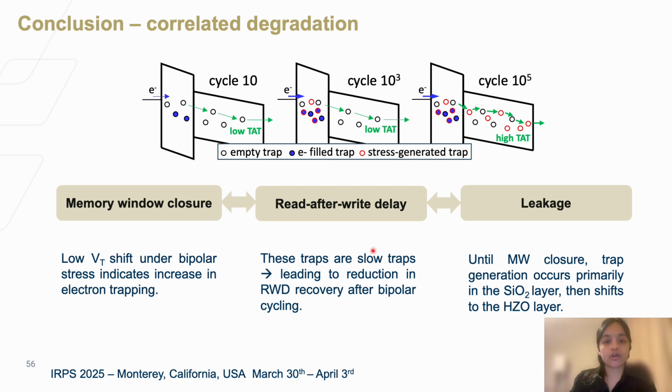So looking at all of these results together gives us a full understanding of the mechanism of degradation of ferroelectric field effect transistors. Bipolar stress cycling, that is polarization switching on each cycle, leads to accelerated trap generation, where we see significant increase in low VT state leading to memory window closure. And these traps that are being generated are slow traps that do not recover even after providing a read delay. And from the leakage measurements, we saw that all these traps are localized to the IL layer of the device, leading to insignificant increase in the leakage of the device.